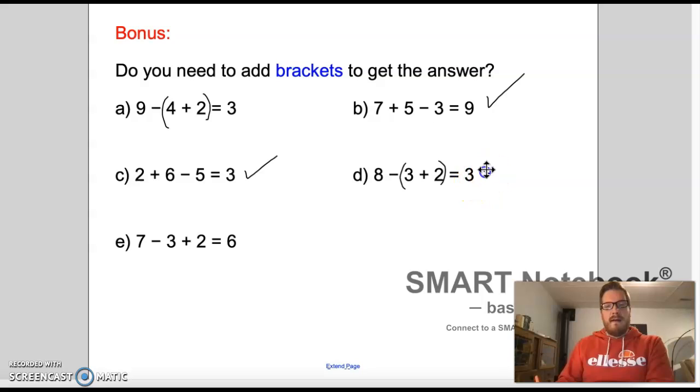So that one's now correct. Then 7 minus 3 is 4, plus 2 is 6. So looking at questions, sometimes you have to determine where the brackets need to go.